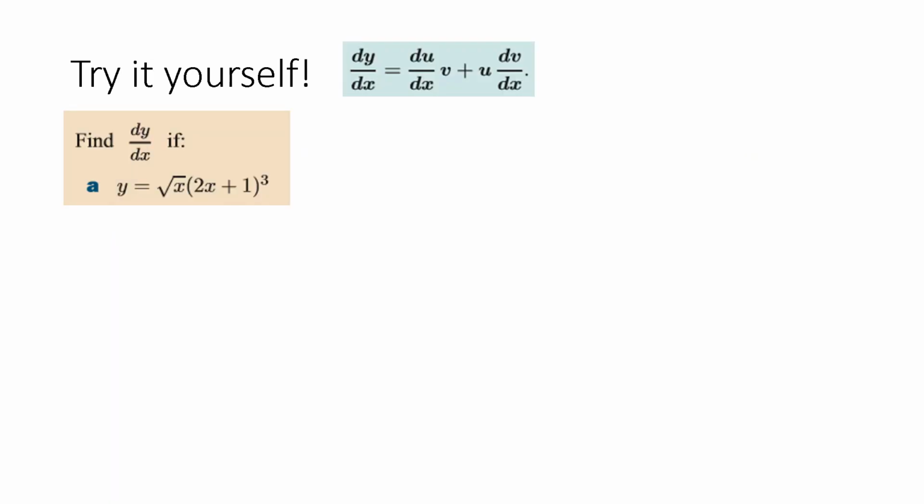This is quite simple mathematics to get your head around, but sometimes it's very hard to do some questions, so let's try some. If we have to find dy/dx of y equals square root of x multiplied by (2x plus 1) to the power of 3, so now let's see what we have here. We have a square root of x multiplied by a (2x plus 1) to the power of 3. We might have to use the chain rule as well as the product rule in this case.